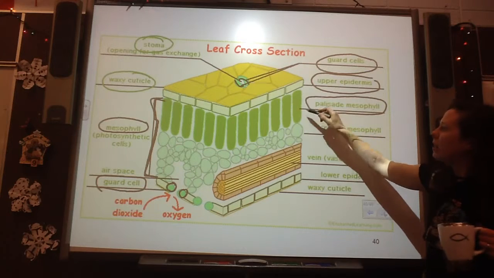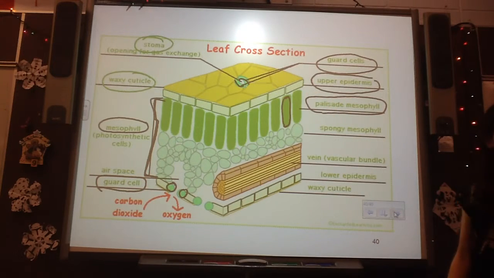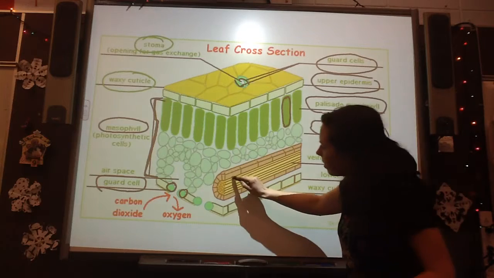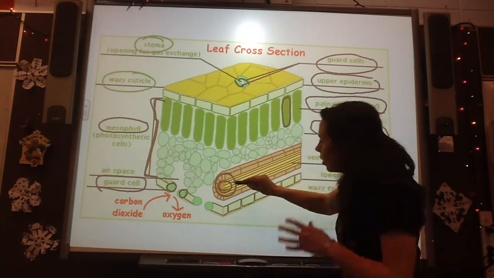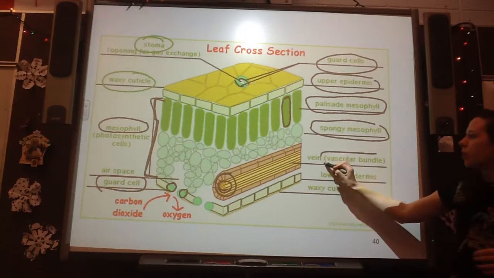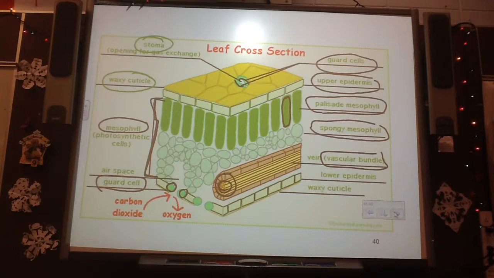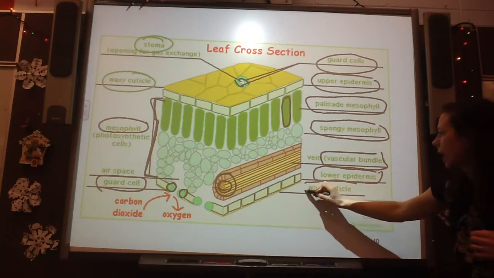Specifically, then we have the palisade mesophyll because it's all long. Next is called the spongy mesophyll. And then last, this is actually a vascular bundle, so if we looked at it, you'd see the circles. It's also sometimes called a vein, because we were comparing animal to plant, and this is almost like the blood, the lifeline of the plant, so it's like its vein. And then we have the lower epidermis and our waxy cuticle.